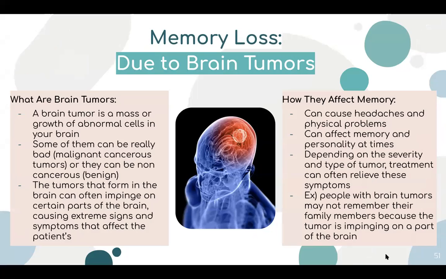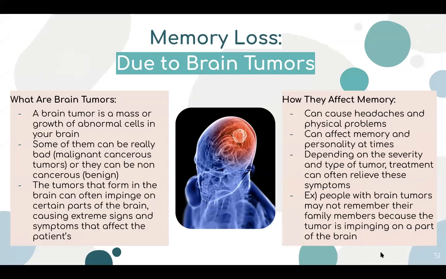The last cause is due to brain tumors. What are brain tumors? A brain tumor is a mass or growth of abnormal cells in our brain. Some of them can be really bad, that is malignant cancerous tumors, or they may be non-cancerous, that is benign.